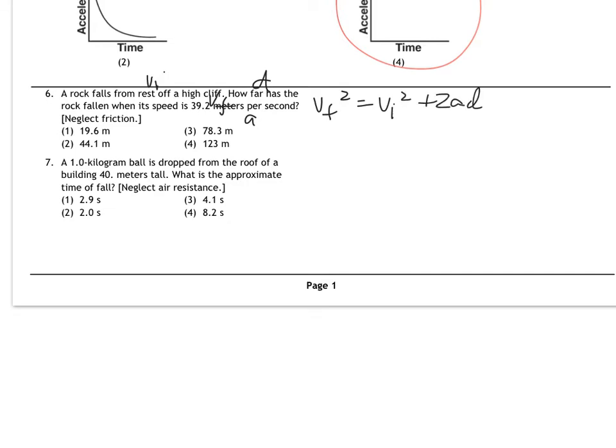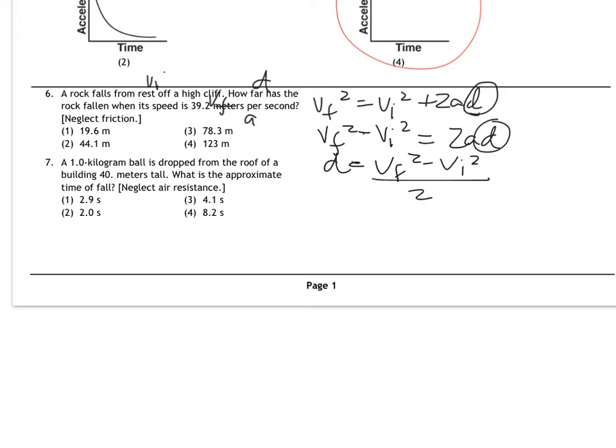So I want you to rearrange this after pausing the video and solve for distance. So the first thing you should do is subtract the Vi squared from both sides, so that you'll get Vf squared minus Vi squared equals 2ad. I'm still trying to isolate d. So d is Vf squared minus Vi squared over 2a. So I just divided by 2a on both sides. So plug in values now and solve.